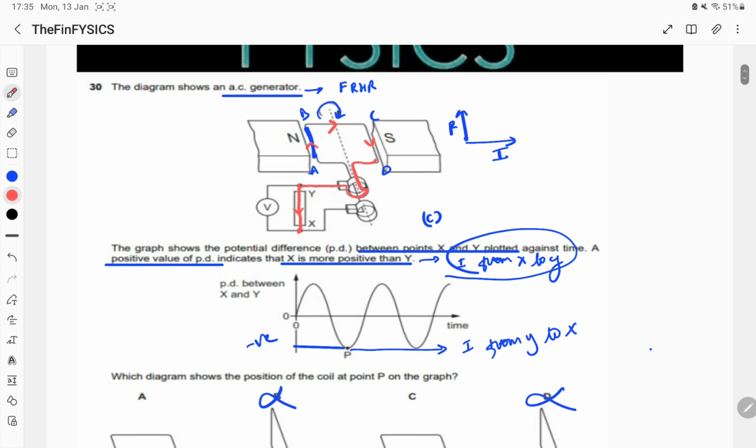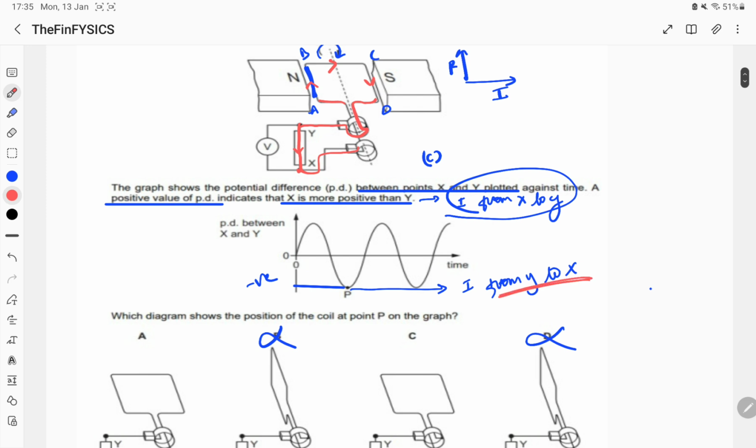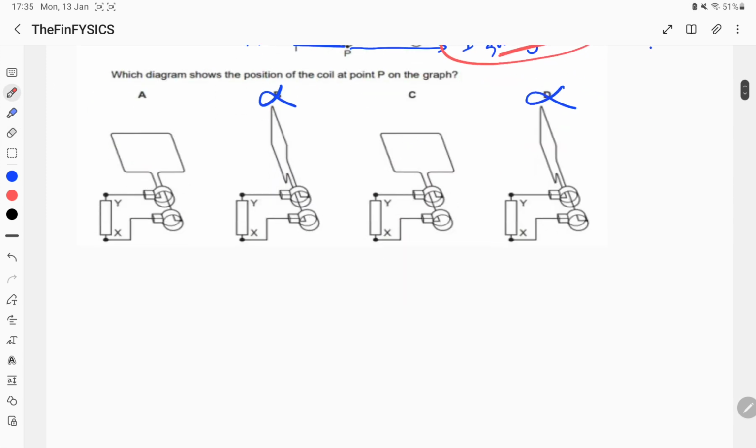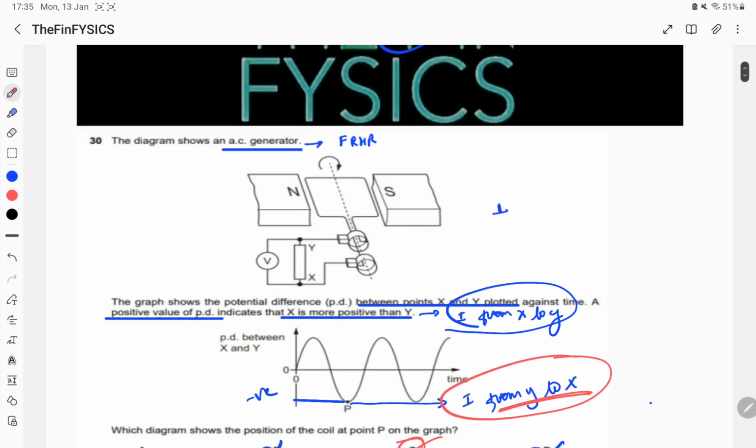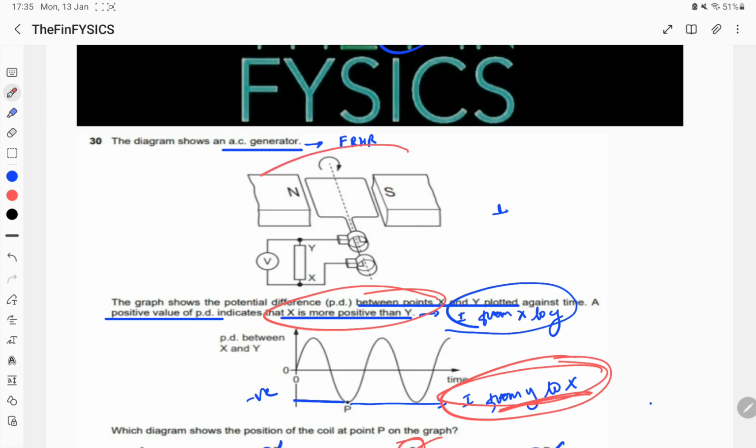So in this case, my current is flowing from Y to X, and I believe that is what the question is demanding, because as per the question, my Y needs to be more positive than X, which means any option which has the same arrangement of the coil as this is my answer, and thus my answer becomes C. Okay, the only catch over here was identifying what exactly this line and this point means and how the current in this is. Okay, so I hope this question was clear to you all.